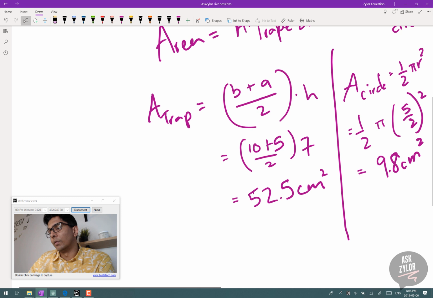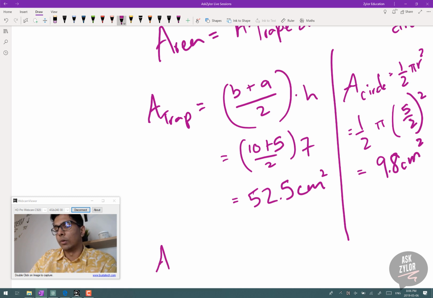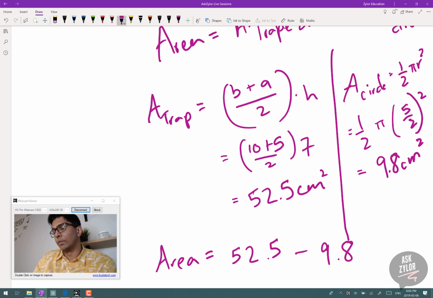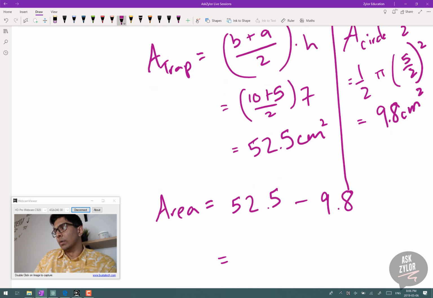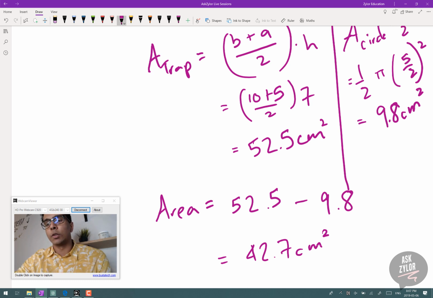So now I have the area for the trapezoid and the circle. So my total area is going to be the area for the trapezoid, which is 52.5, minus the area for the semicircle, which is 9.8. So that gives me 42.7 centimeters squared. Okay, so we'll go to the next question.